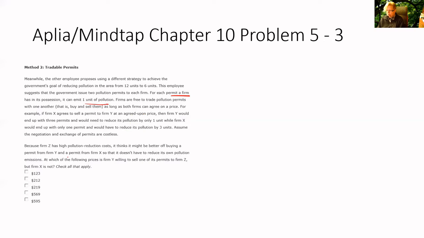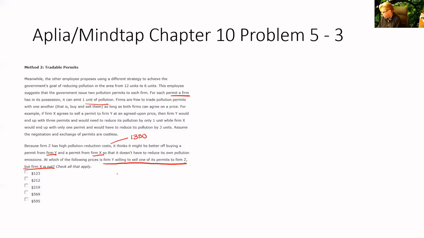Okay, so firm Z has the highest pollution cost. Yes, we already know that because we calculated it, and their pollution costs are $1350. It thinks it might be better off buying a permit from firm Y and a permit from firm X so it doesn't have to reduce its own pollution. At which of the following prices would firm Y be willing to sell one of its permits to Z, but not firm X? And then we need to check all that apply.